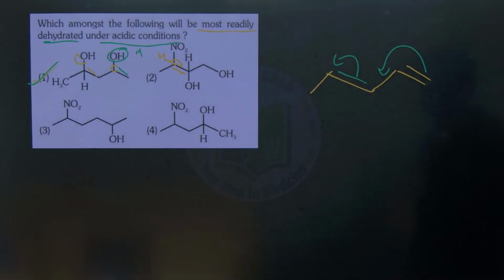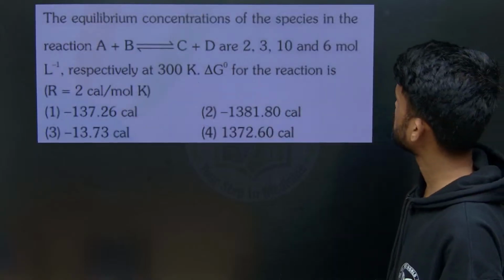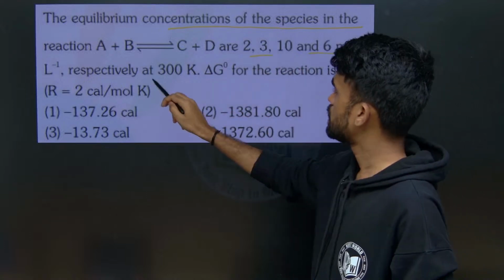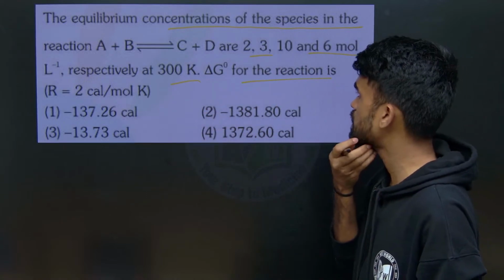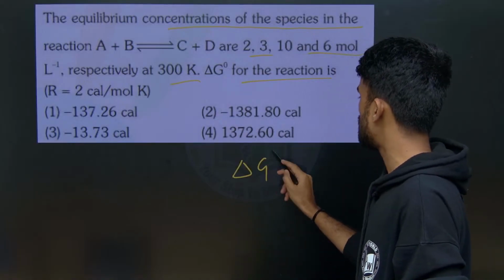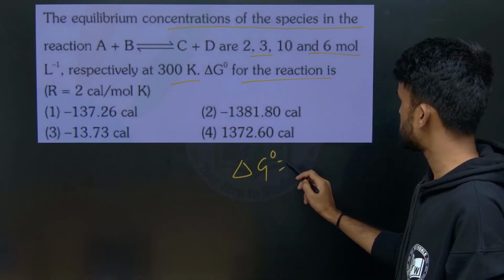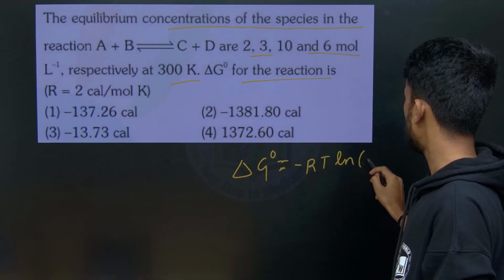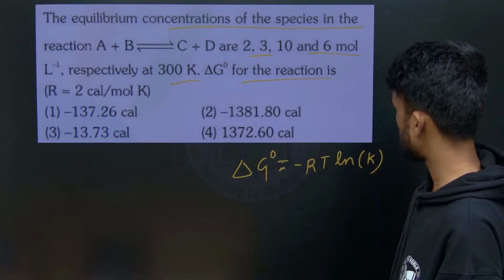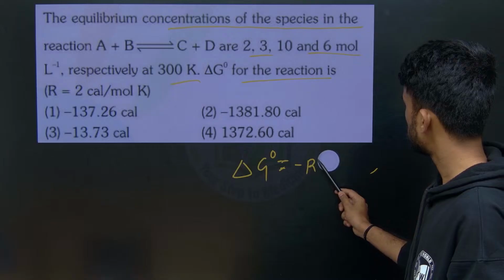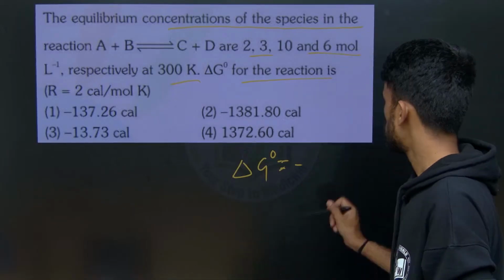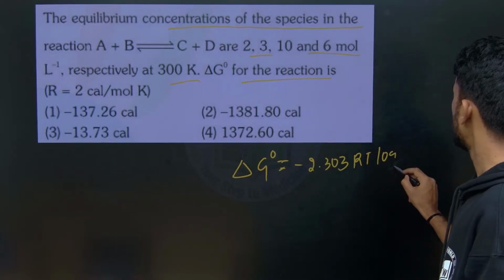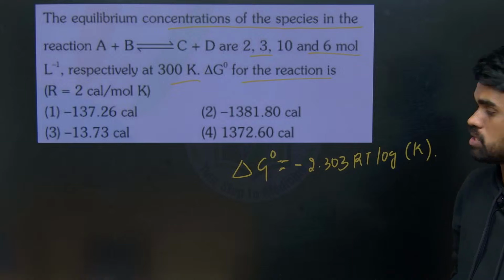Next, the equilibrium concentration of species, given respectively, delta G naught. So this is easy, right? What is the relation between delta G naught and the equilibrium constant? Delta G naught equals minus RT ln K, we are writing, right? So you can take it like this, or you can also take it as minus 2.303 RT log K. K means equilibrium constant.